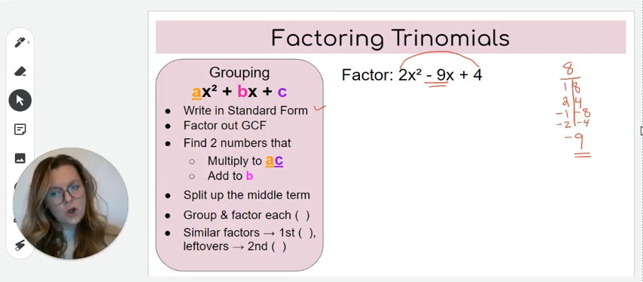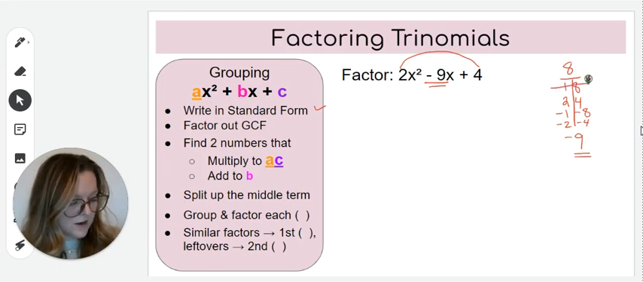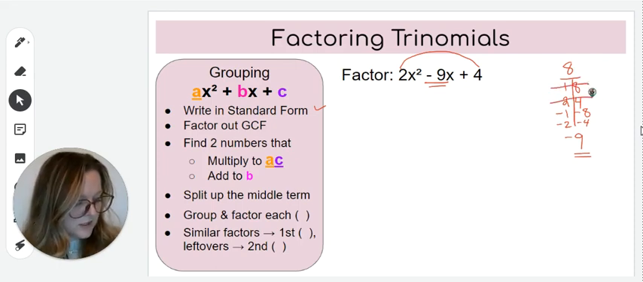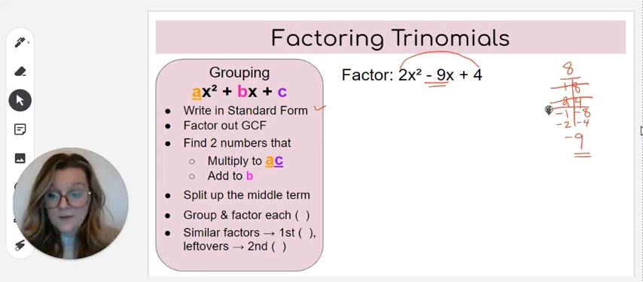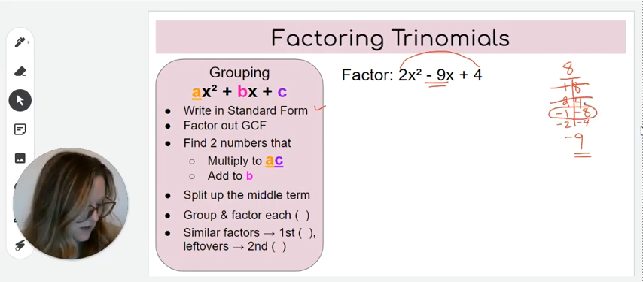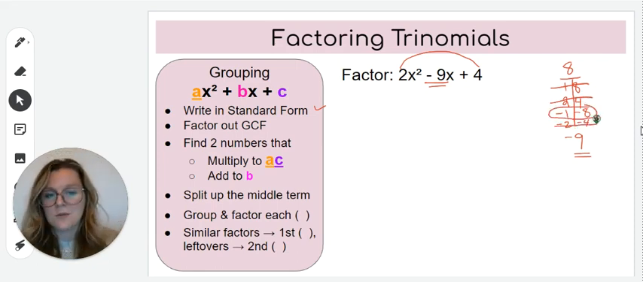So now I'm like, okay, this makes a little bit more sense. So 1 plus 8 gives me a +9, can't use those. 2 plus 4 is 6. -1 plus a -8 gives me a -9. And just to check, -2 plus a -4 does not give me -9.